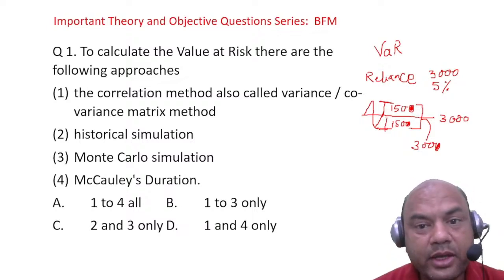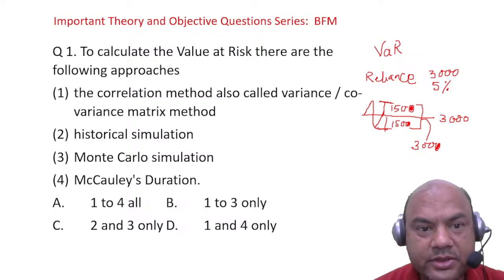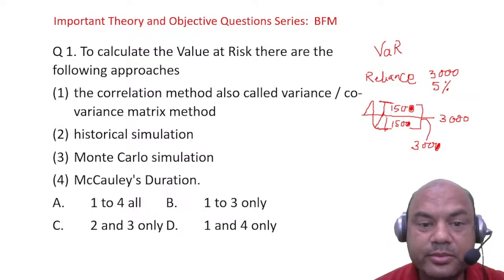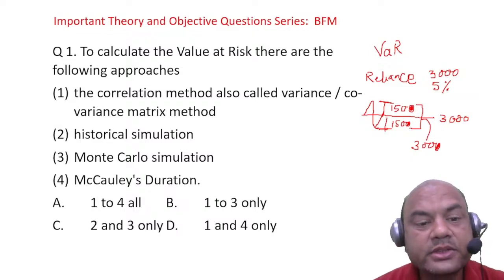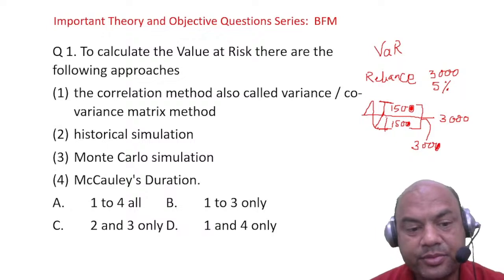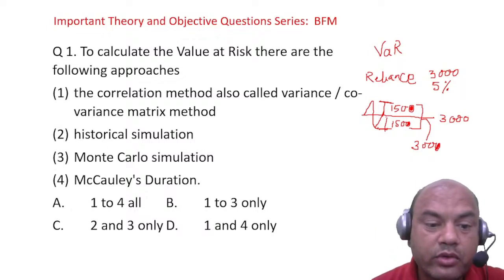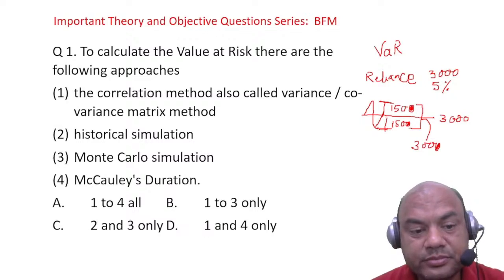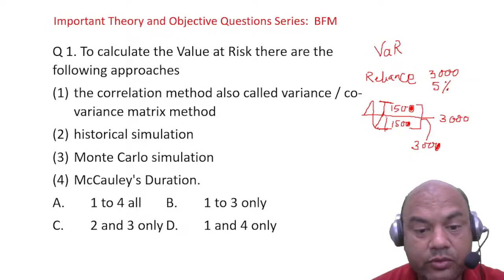So to calculate the VAR, there are the following approaches. Correlation method, also called variance or covariance matrix method. Historical simulation method, Monte Carlo simulation method, and Macaulay's duration. The options are: A, 1 to 4 all; B, 1 to 3 only; C, 2 and 3 only; and D, 1 and 4 only. So what is the right option over here?